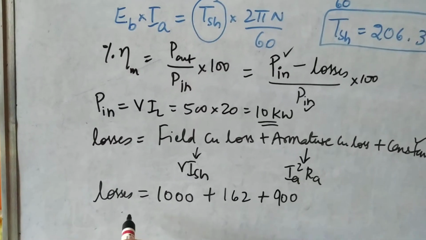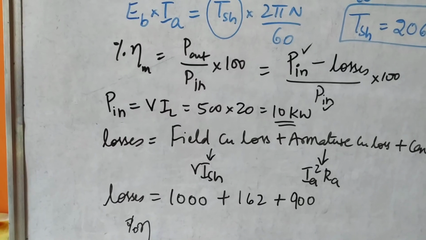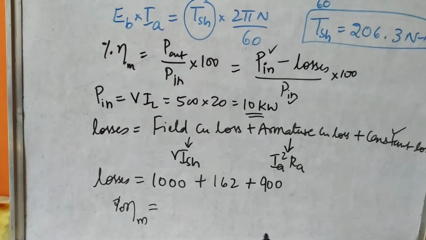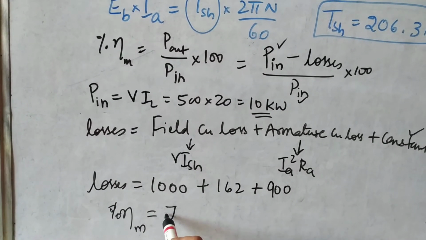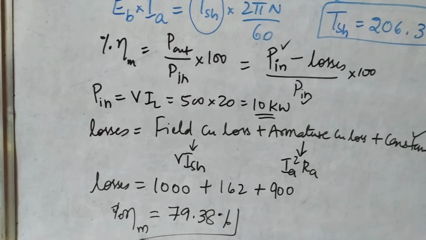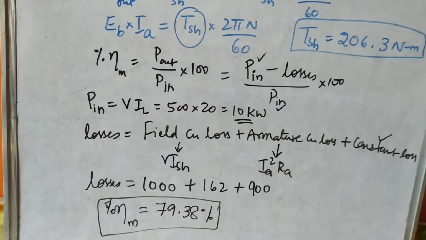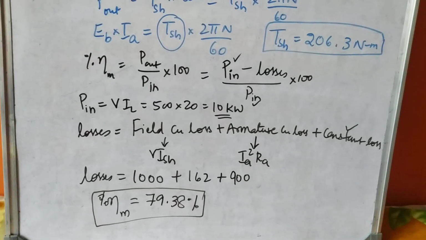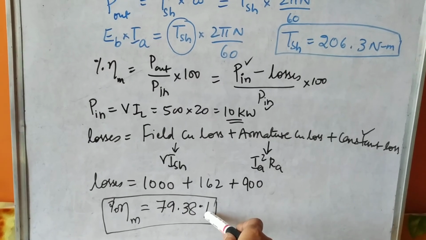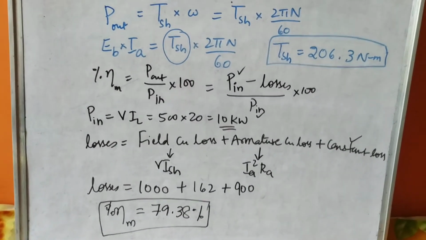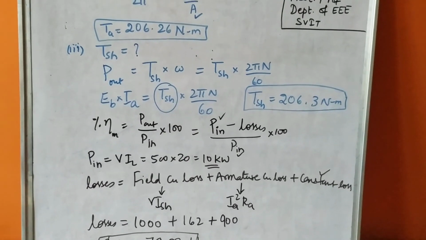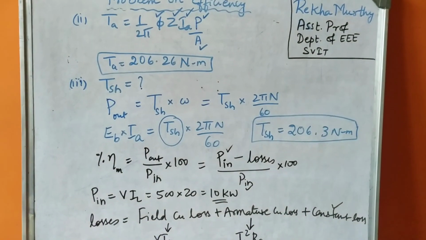Okay, now when you solve this, substitute this value in the efficiency formula. So you can cross-check, you will get the efficiency of around 79.38%. Okay, so check this after substituting all these values in this efficiency formula, and check that you will get the answer as 79.38%. Right? Okay. So fine. Thank you for watching this video.